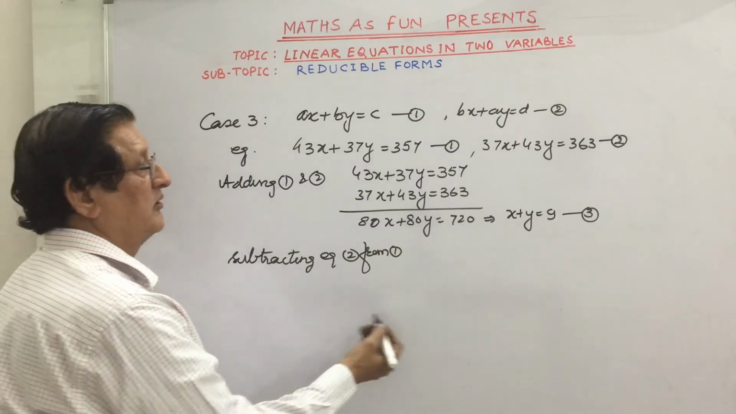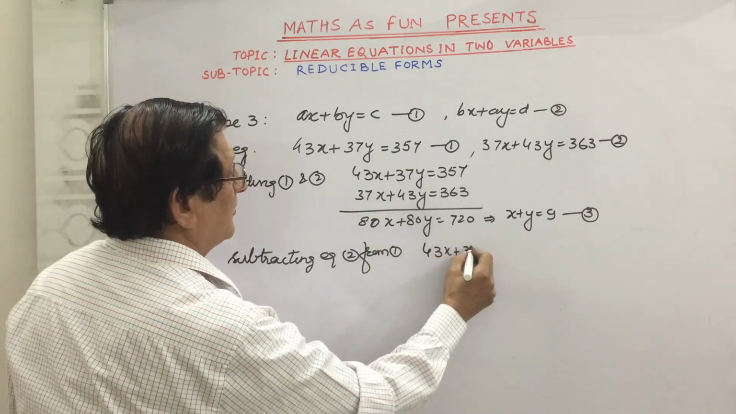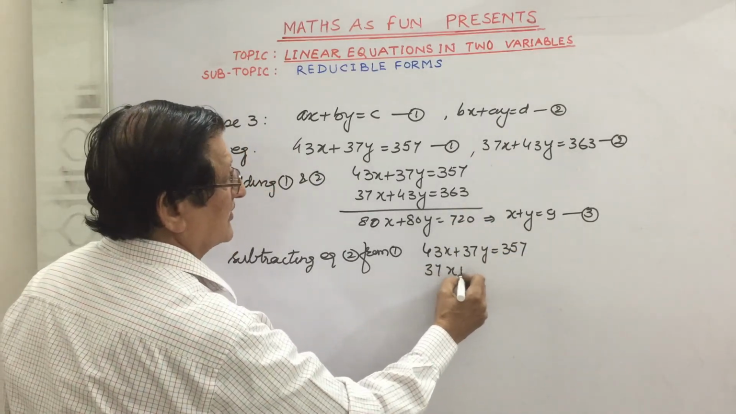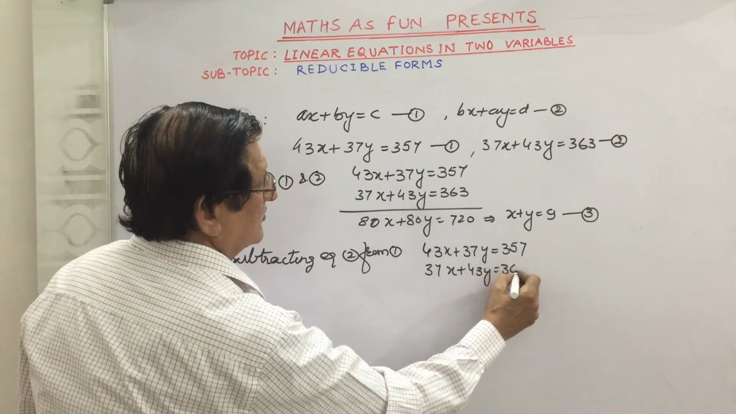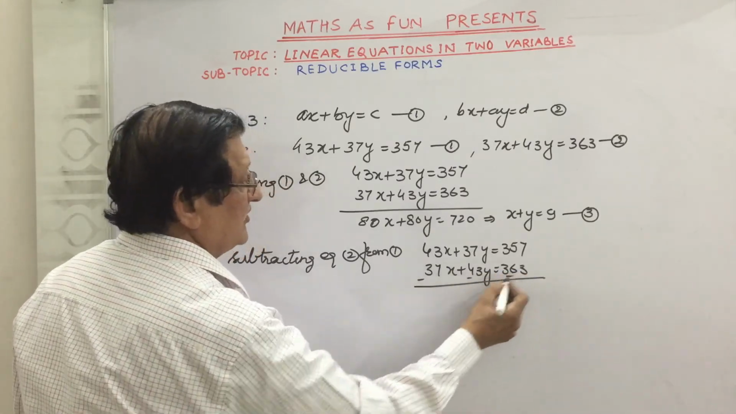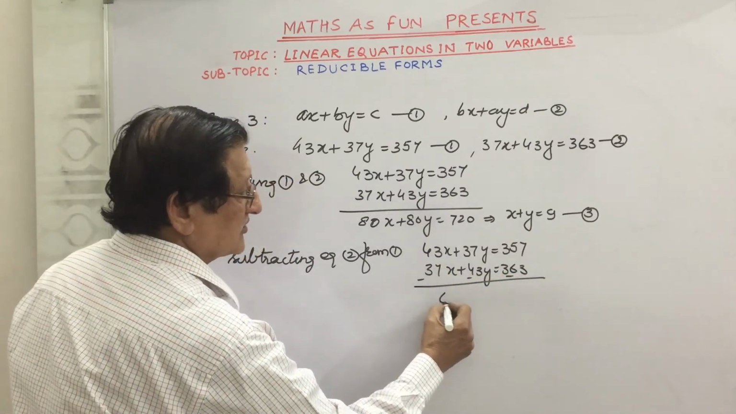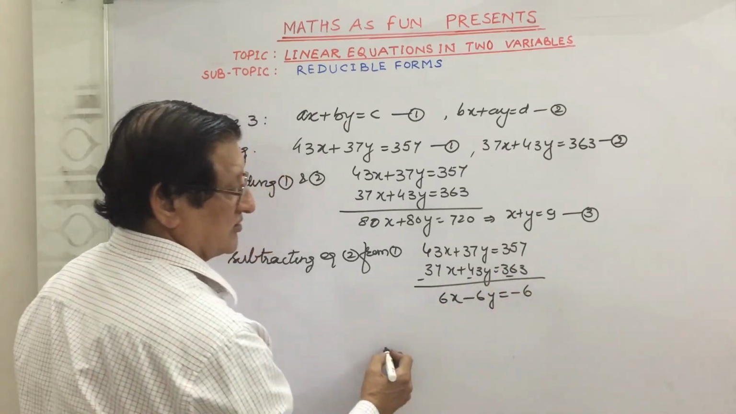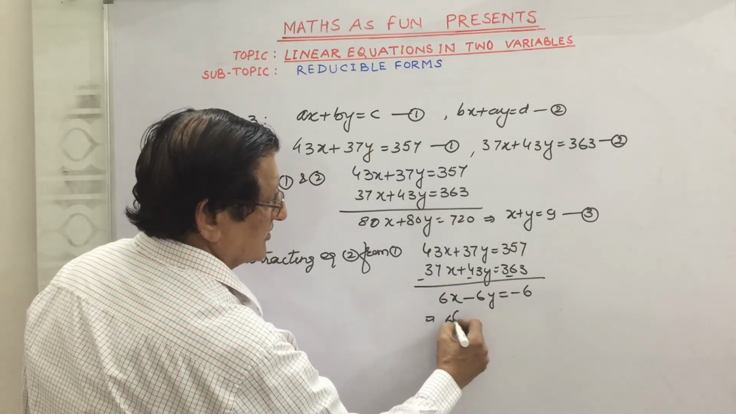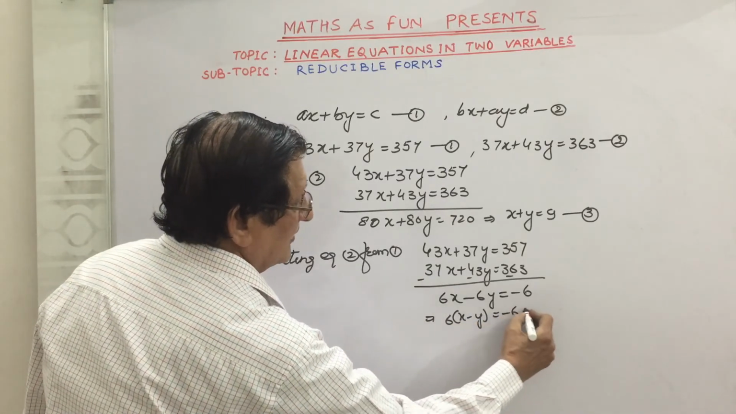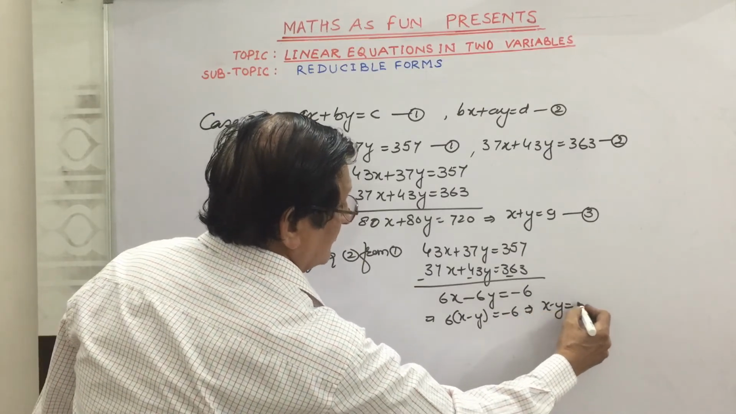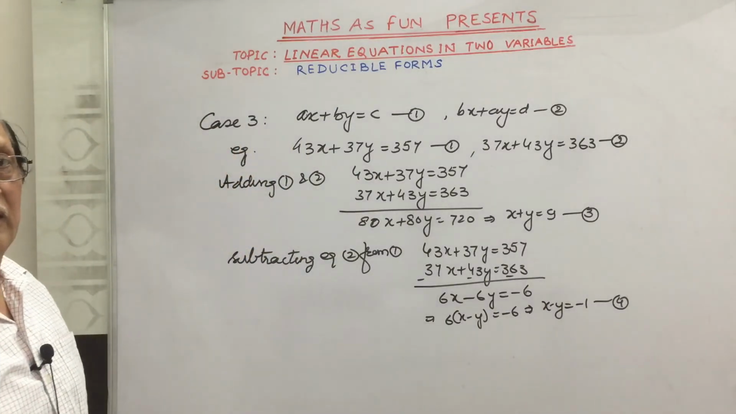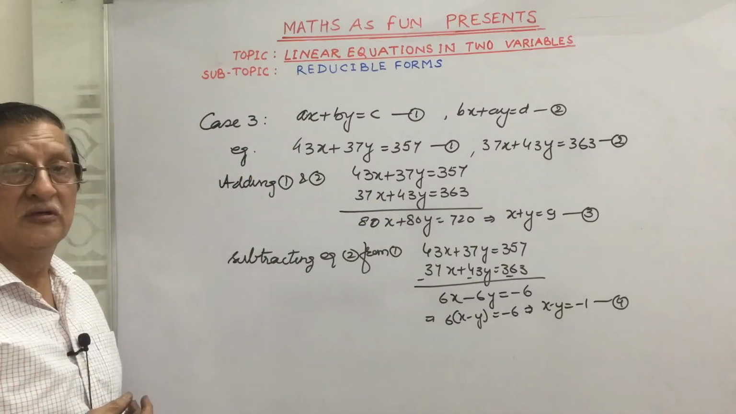If we subtract, this will be 43x plus 37y is equal to 357. Here it is 37x plus 43y is equal to 363. When we subtract, sign change, and this comes as 6x minus 6y equal to minus 6. It means this gives you 6 into x minus y is equal to minus 6, or you can say x minus y is equal to minus 1. This becomes equation number 4. And now that has been reduced to the easy form.